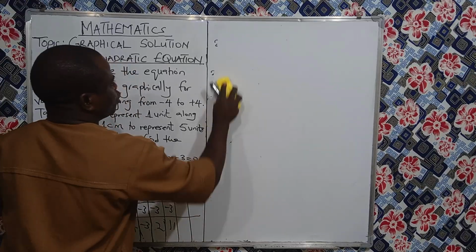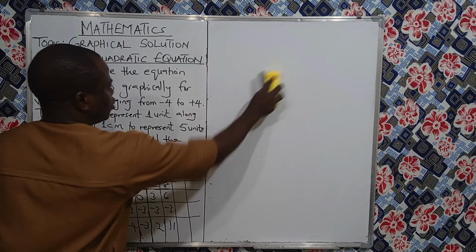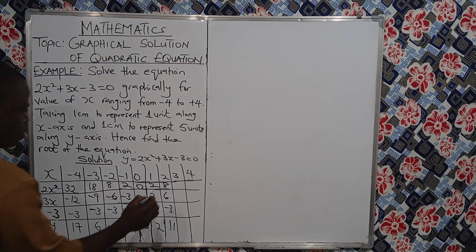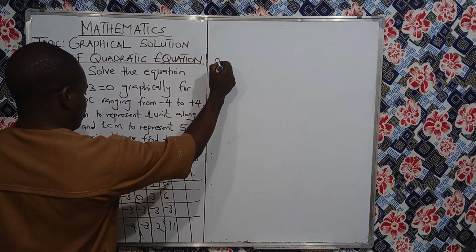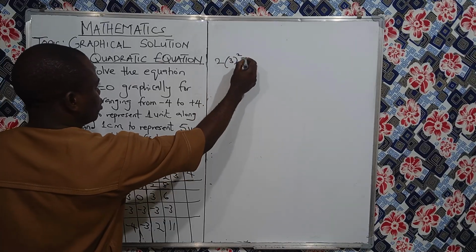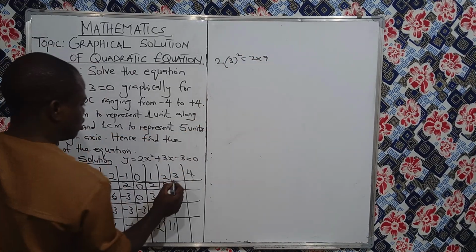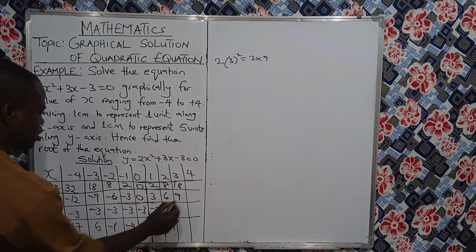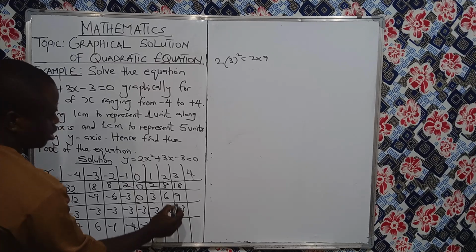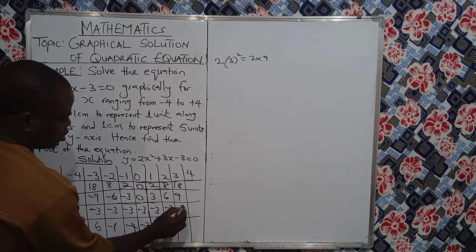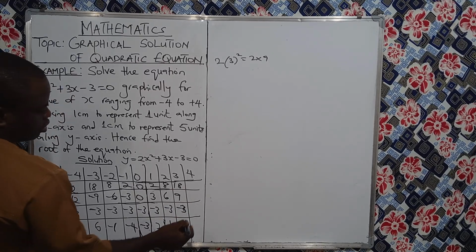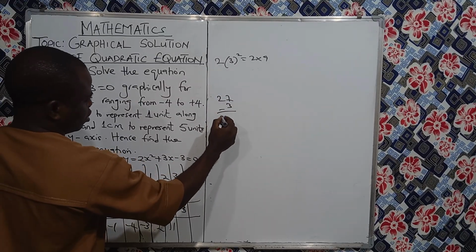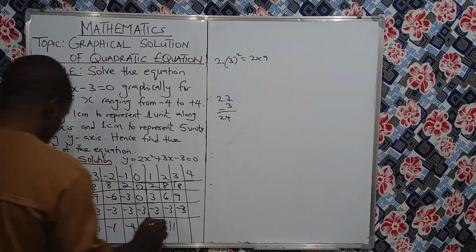when you substitute for 3, 2 multiplied by 3 squared, which is 2 times 9, that's 18. 3 times 3, that's 9. Bring minus 3. 18 plus 9, that's 27. 27 minus 3, that's 24.